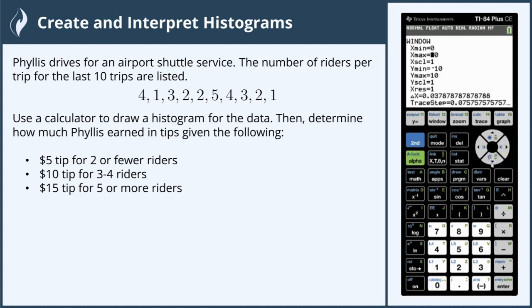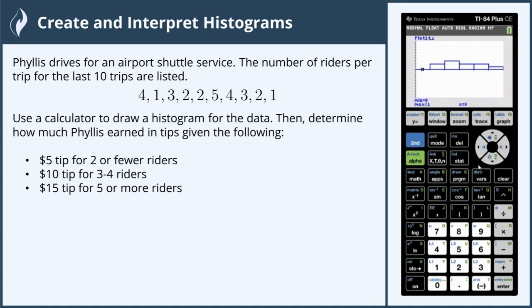And then for our X max, we want to make sure that we're including 5. So we're going to round up by 1 to get to 6. This makes sure that we are covering everything for our histogram. And our X scale is going to be 1 because we're counting by individual, and these are whole human beings. So now that we have that set up, we're going to be able to go actually look at our graph, and we get this histogram here.